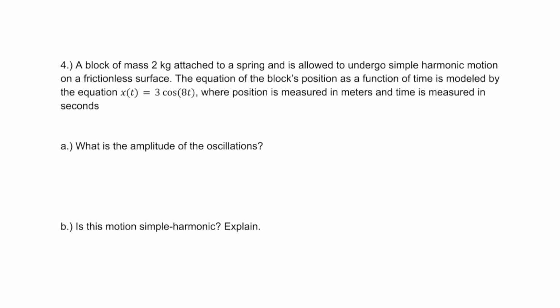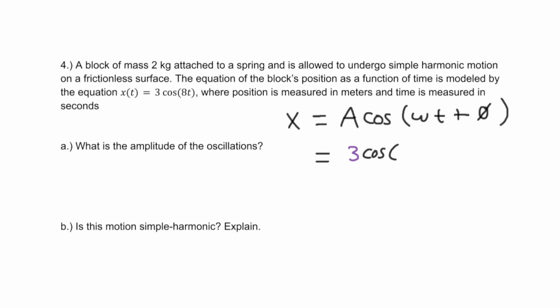So we're given that x is equal to A cosine of omega t plus phi. And now we're just going to match the terms. So A is equal to 3. Omega is 8. And phi is 0. So this means that we started timing as soon as we released the block at its maximum point. So what's the amplitude? Well, the amplitude is 3 meters.